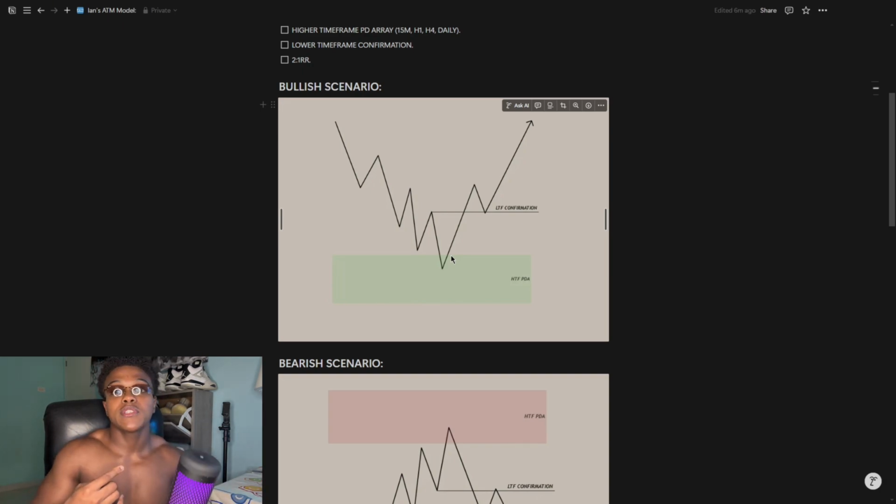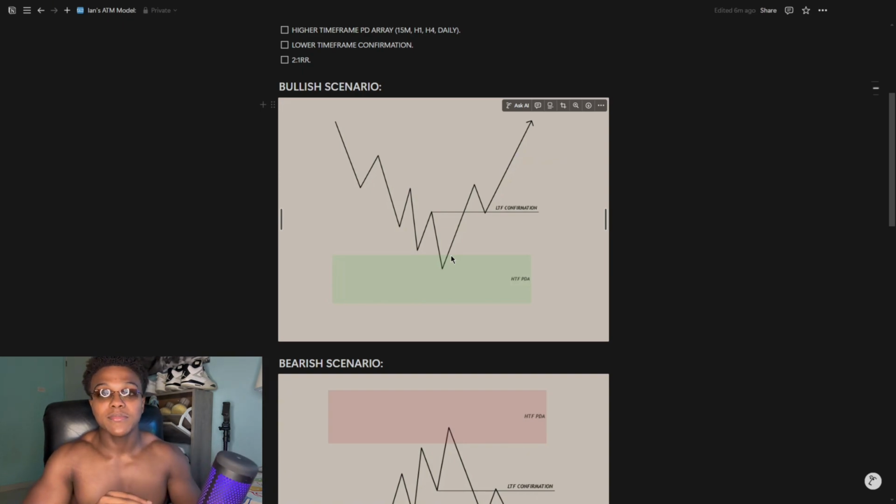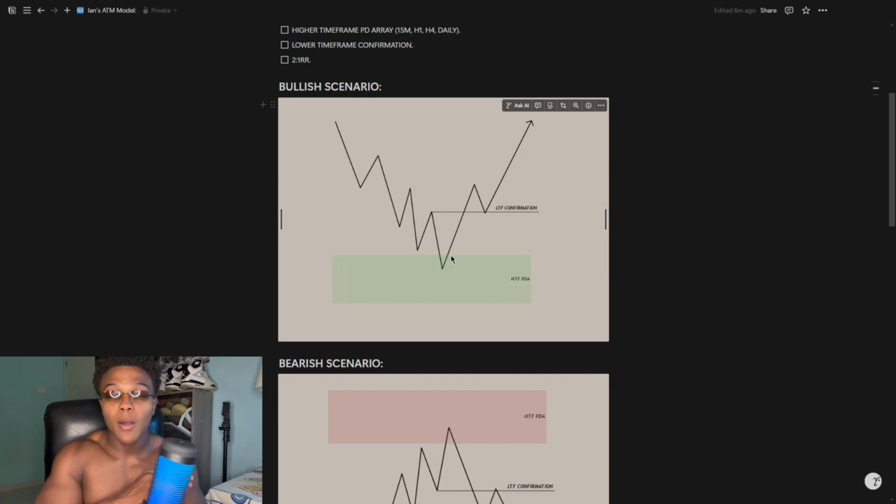But the only difference is when I'm looking at the 5-minute, SMT is optional. But when I am trading the 1-minute, I do 100% need SMT. I'm not taking trades on the 1-minute without SMT. Okay, the 1-minute, you could get chopped up so easily. So that's the only difference I would say, is that when I'm trading the 1-minute, I do need SMT.